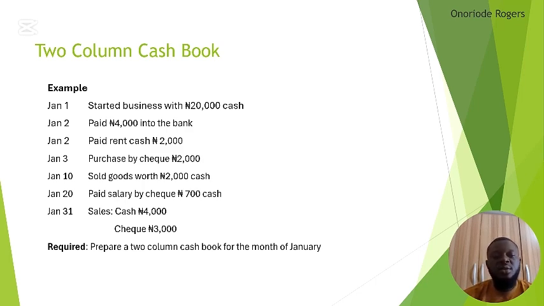Then January 10th, sold goods worth 2,000 naira cash. Then January 31st, cash sales 4,000 naira, then check 3,000 naira. From the question, you see that it involves both cash and bank accounts, so this is definitely going to be a 2 column or double column cash book. Required: prepare a 2 column cash book for the month of January.